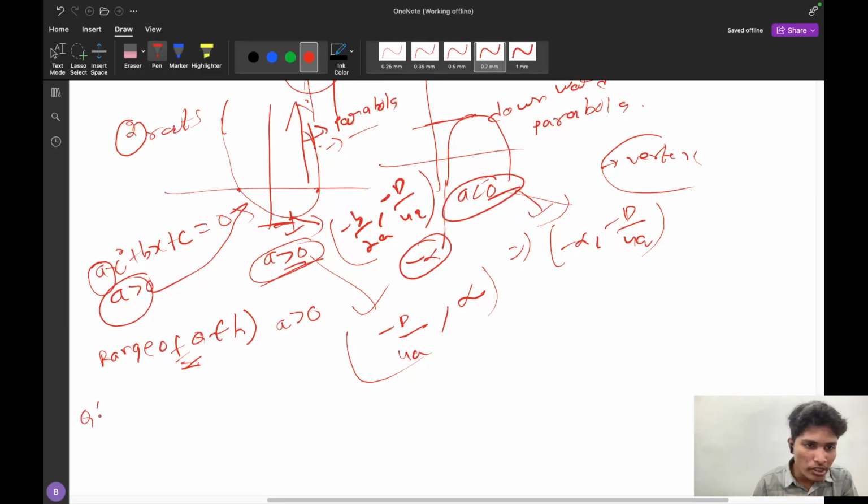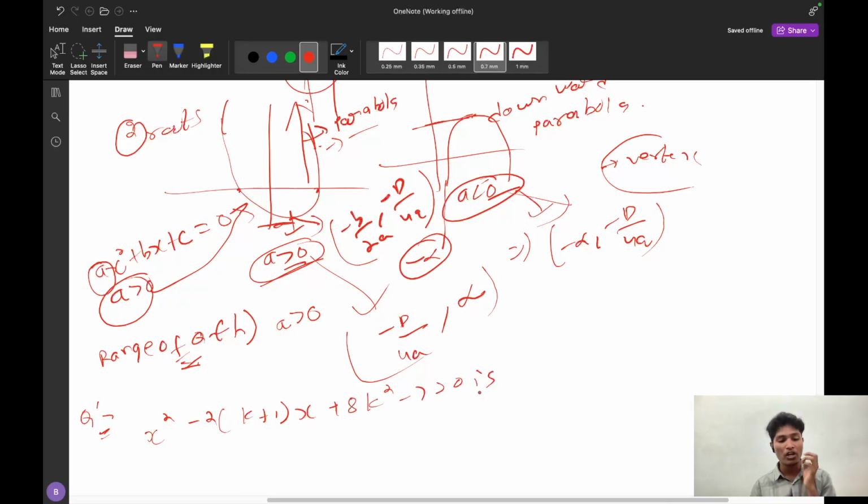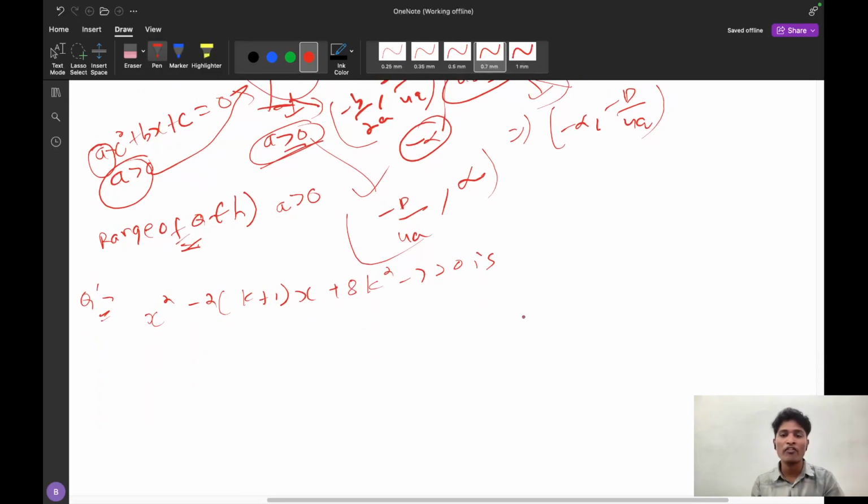Now, one question. They are asking for the integer k for which the inequality x square minus 2 into (k minus 1) into x plus 8k square minus 7 greater than 0 is valid. For what value of k will we get this?